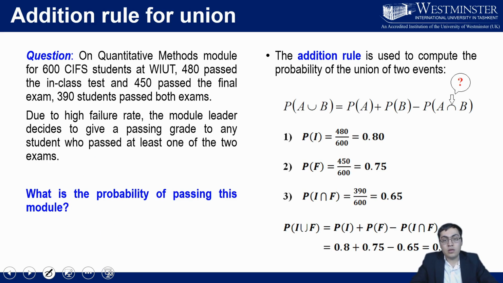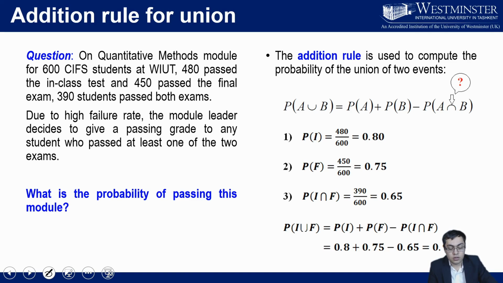Then let's talk about the addition rule for a union. So consider this question over here. In QM, for example, let's suppose that there are 600 XIFS students, of which 480 have passed the in-class test and 450 have passed the final exam, with 390 students passing both of these assessment components. Right, so let's just say, hypothetically speaking, due to this high failure rate, the module leader just decides to give a passing grade to any student who has passed at least one of the 2.